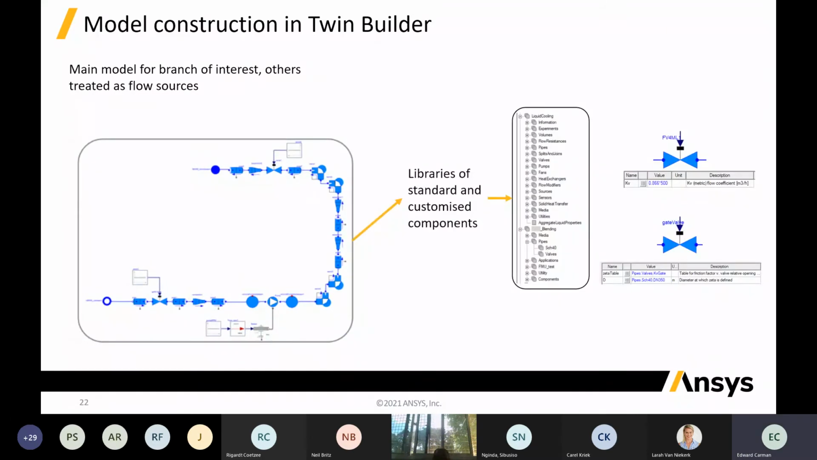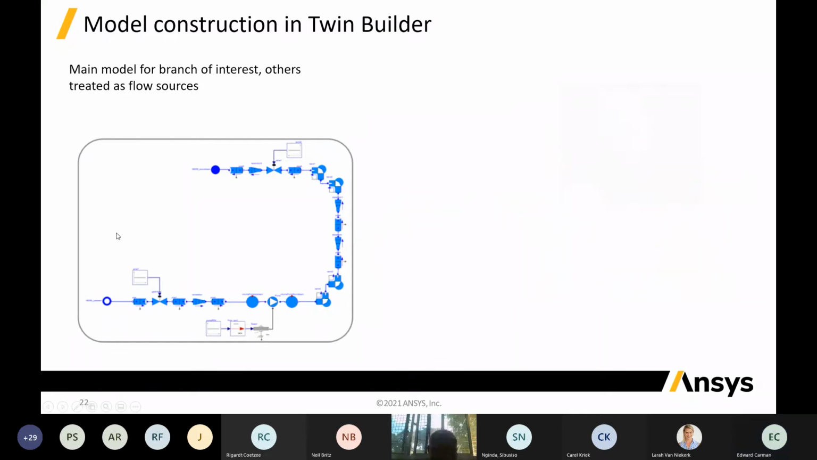For example, for specific models, specific lines, we're using libraries of standardized components, so we don't have to write everything from scratch every time. And we're integrating the actual plant data. So for example, the flow coefficients for valves or specific valve curves can be implemented in these components.